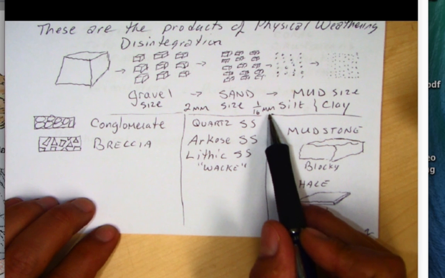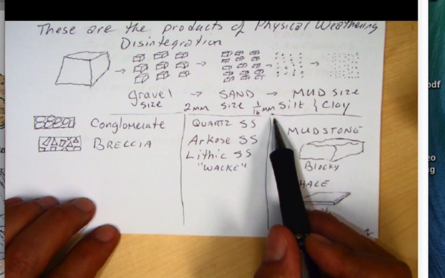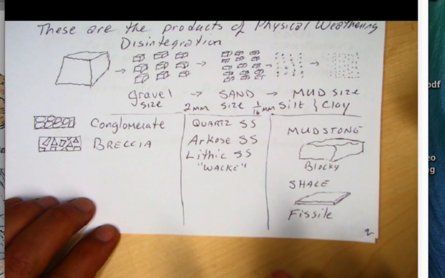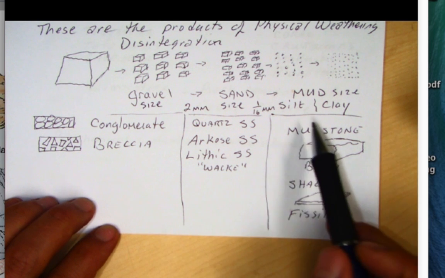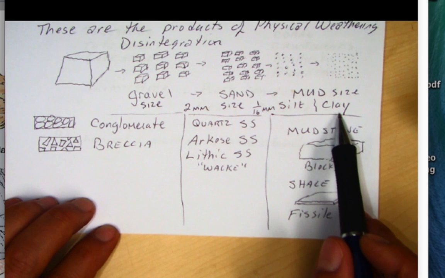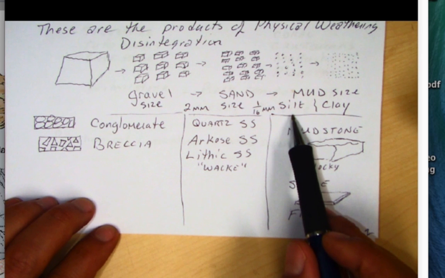This 1/16 of a millimeter is basically what you can't see without the aid of a microscope. So anything finer, this mud size, is too small to see with the naked eye. You would need some sort of magnification to see it. In this category, we do talk about silt and clay. Just remember that clay is finer, and silt is going to be gritty.